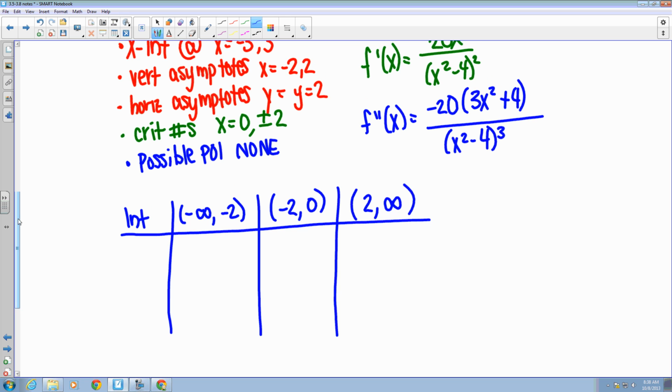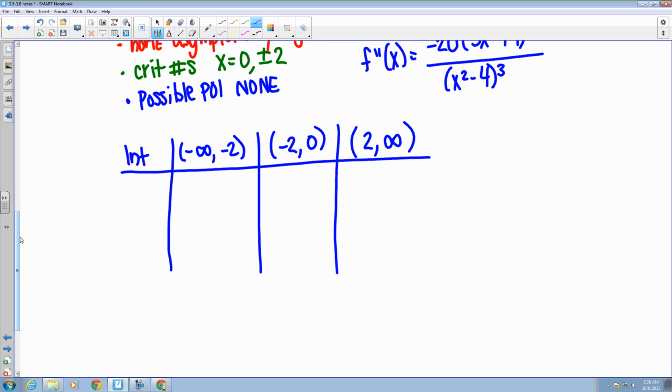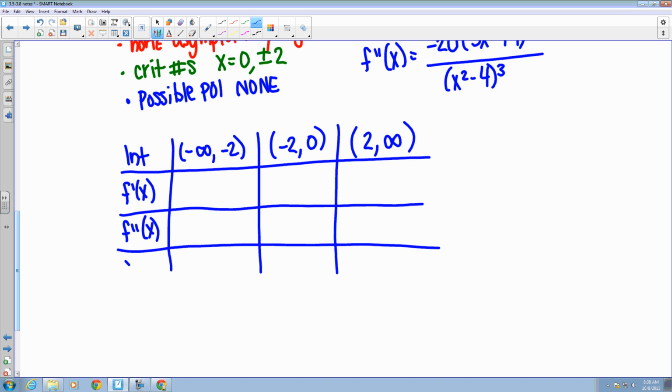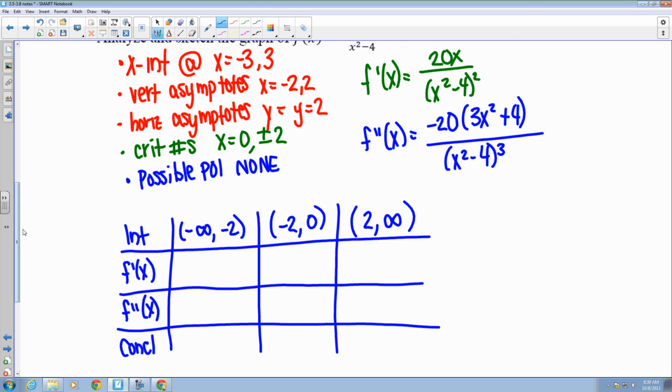Okay, so we need to plug these points into not only the first derivative to figure out increasing, decreasing, but we need to plug them into the second derivative as well to figure out the concavity, and then we need to come to our conclusion about each on the bottom. Okay, so we're going to skip the plugging in process physically, but you will get the correct answers if you do this. F prime is going to be negative here. I'm going to go through and do f prime first on all the intervals. From -2 to 0.